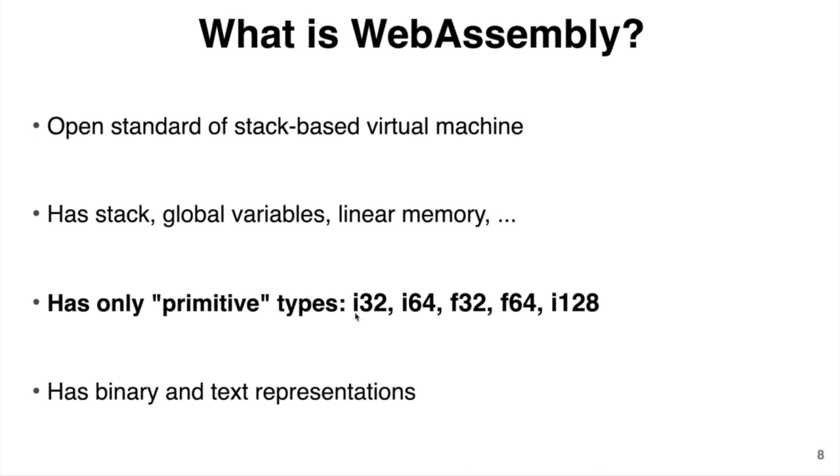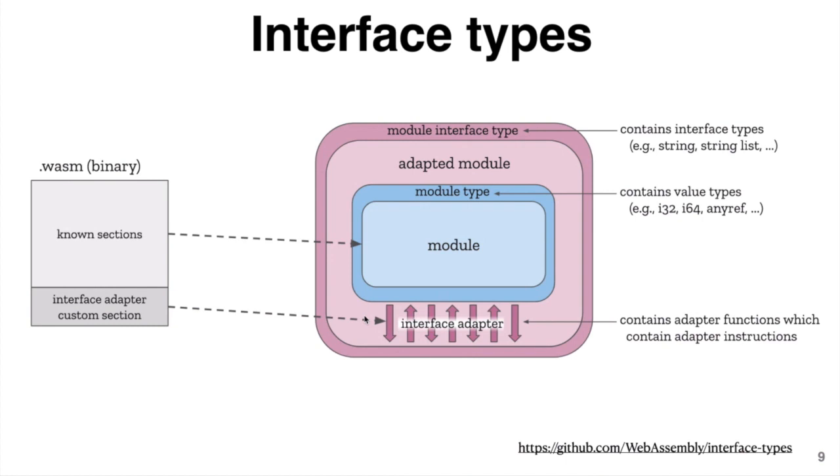So here you can see a complex scheme of what interface types look like in general. And in the center you can see this module. This module represents a WebAssembly module that operates only with primitive types, with integers and floating points. And here you can see a so-called adapted module. An adapted module is a module that wraps the inner module. Wraps here means that in this layer there could be so-called adapter functions. The main goal of these adapter functions is just to transform types.